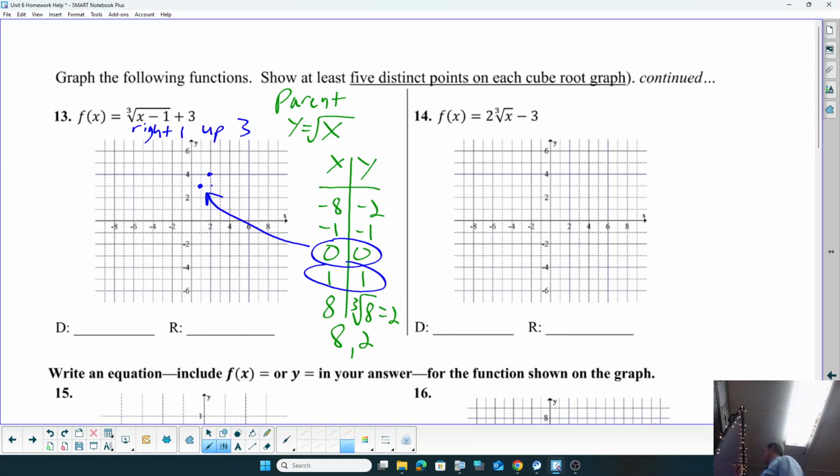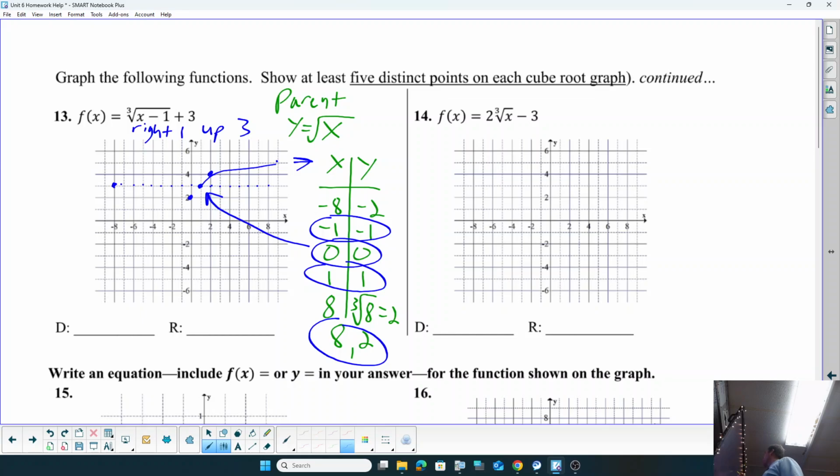So over 1, up 1. And then we're going to go over 8, up 2. So from the origin, 1, 2, 3, 4, 5, 6, 7, 8, up 2. Okay, so over 8, up 2. And then we go back 1, down 1. Right, that's your negative 1, 1. And then negative 1, 2, 3, 4, 5, 6, 7, 8.